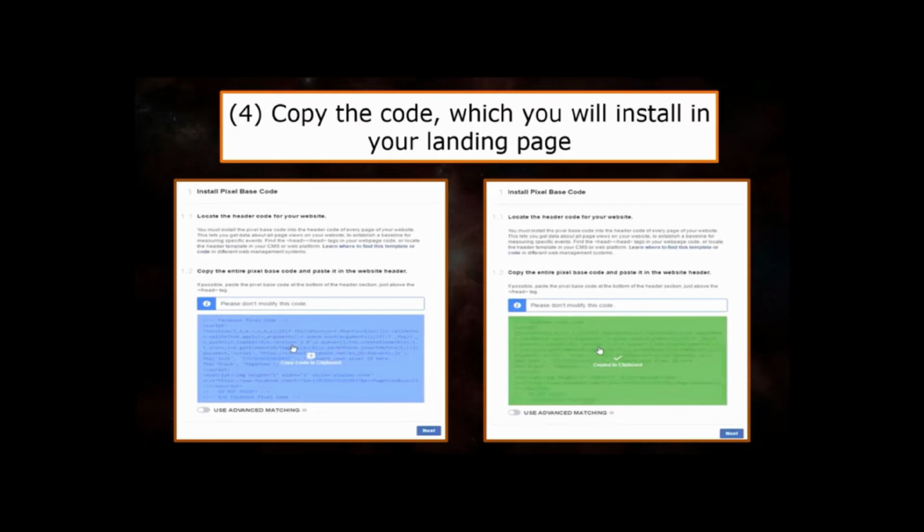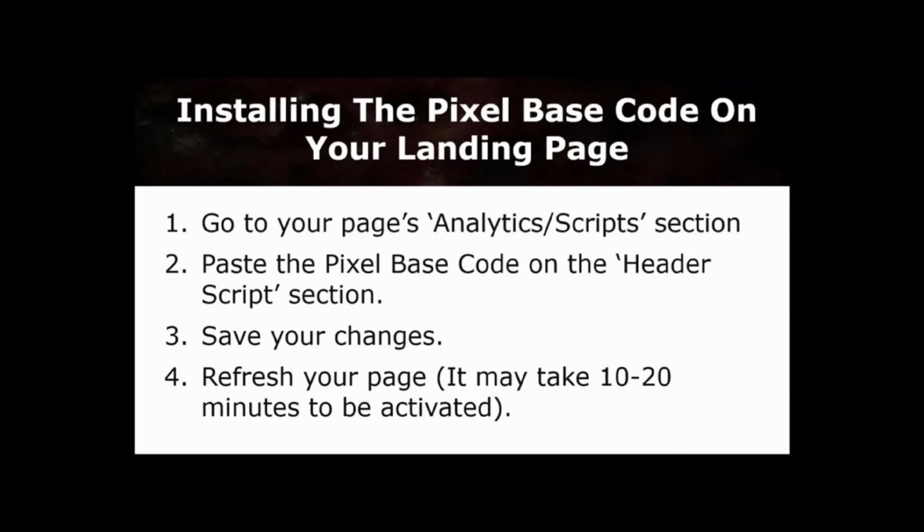After that, you'll see Install Pixel Base Code, where there will be a code ready for you to use. All you need to do is click on the code and it will be automatically copied. Next is the code installation on your landing page. Now what you need to do is to go to your landing page's Analytics/Scripts section and paste the Pixel base code on the header script section.